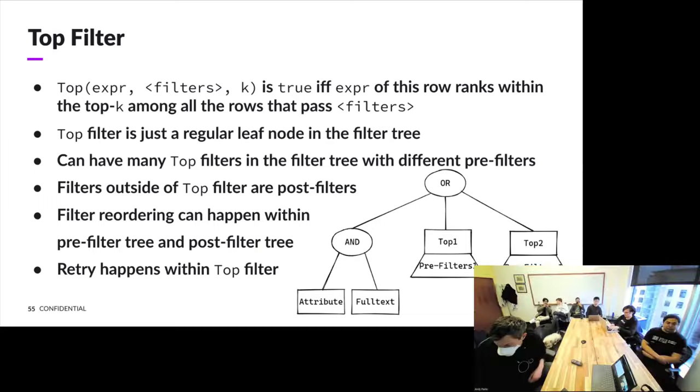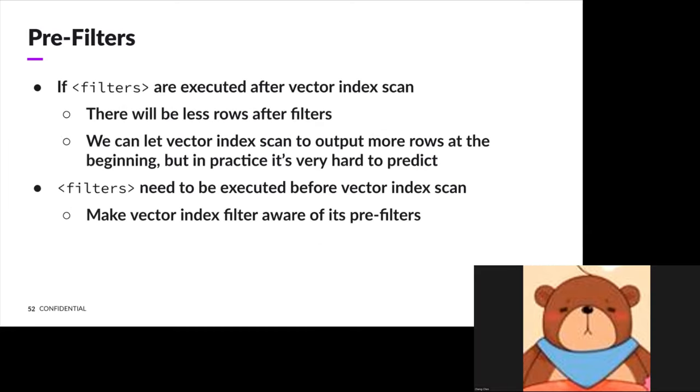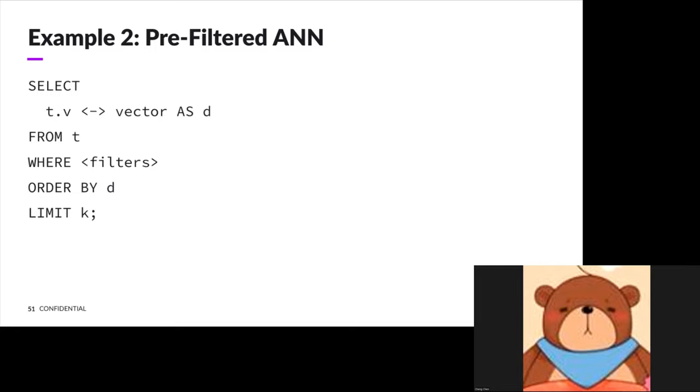Because if you look at this SQL query, the goal is that we want to run filters. Then after we run filters, we want to order by the distance, and we want to output K rows. So we want to output K rows in total. But the problem is that if we execute vector index scan first and we output K rows, then we run the filter. The filter will filter out some rows, then we output fewer rows. Because the selectivity of filters is unpredictable, there's just no way to estimate how many rows vector index scan needs to output.